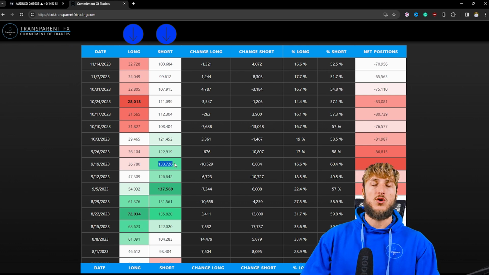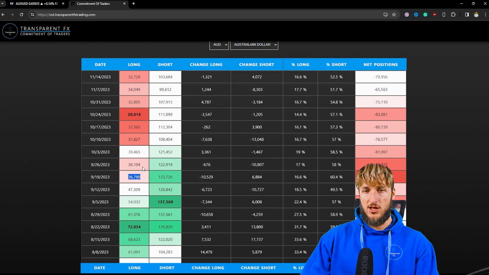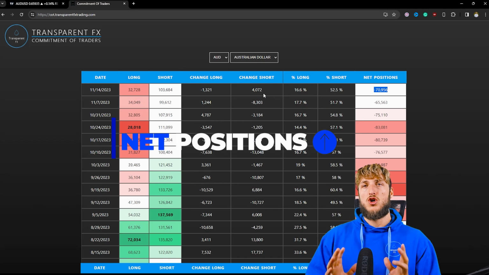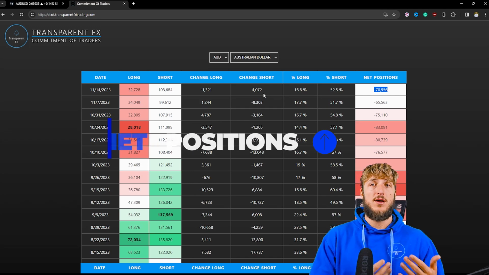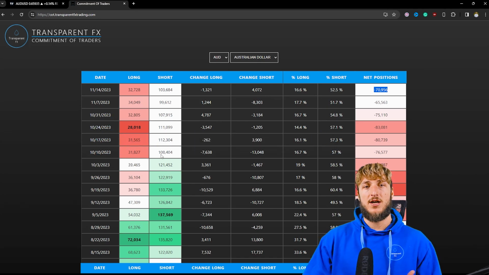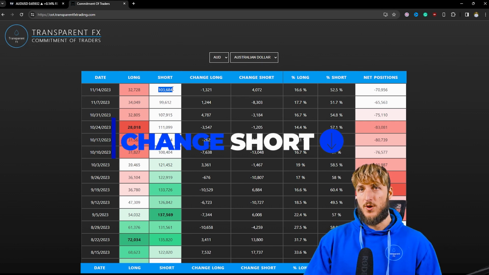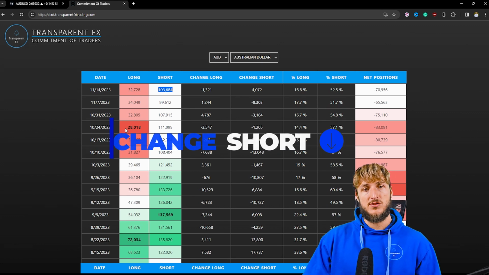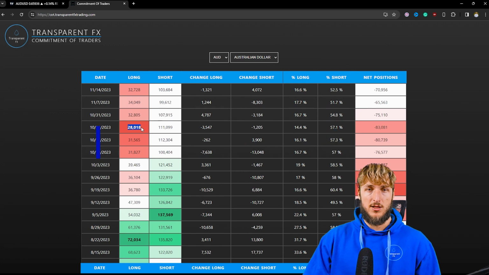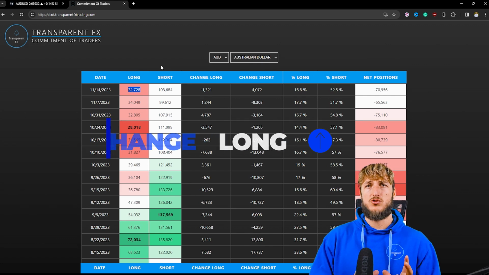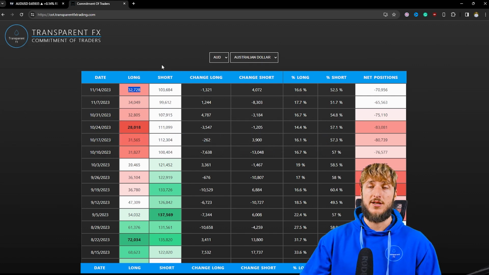133.7k shorts compared to only 36.7k longs, and now we're sitting at minus 70k net positions. So we definitely had an increase of the net positions, showing how institutions are moving back to the bullish side for AUDUSD. In fact, we can see a massive amount of shorts getting closed, going from 137k at the high to 103k right now, and an increase of the longs from 28.1k at the low to now 32.7k. So clearly, institutions are starting to move back to the bullish side for the AUD.